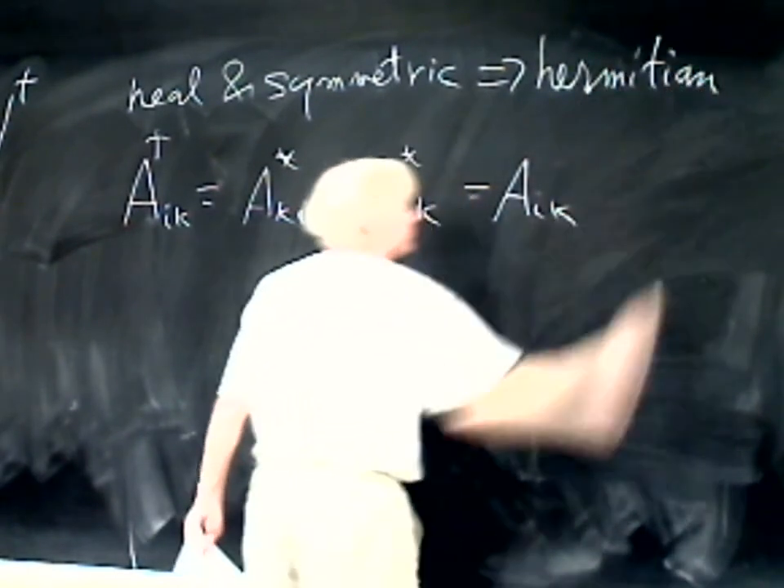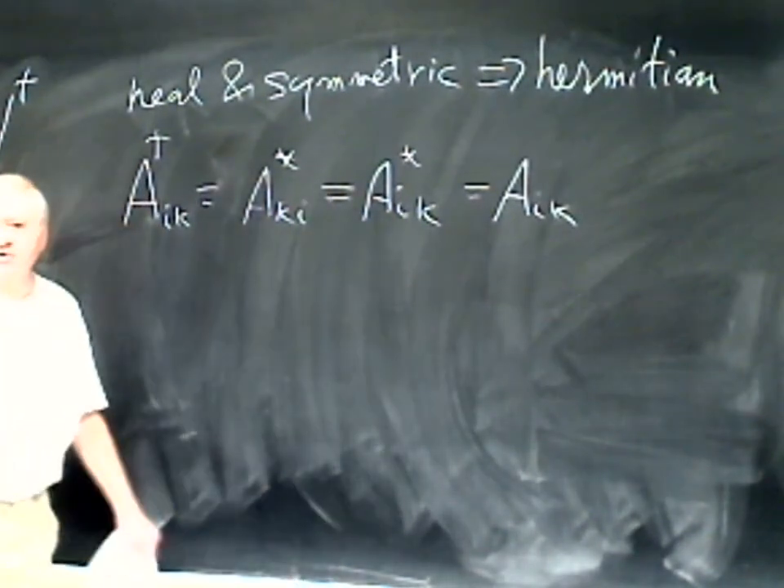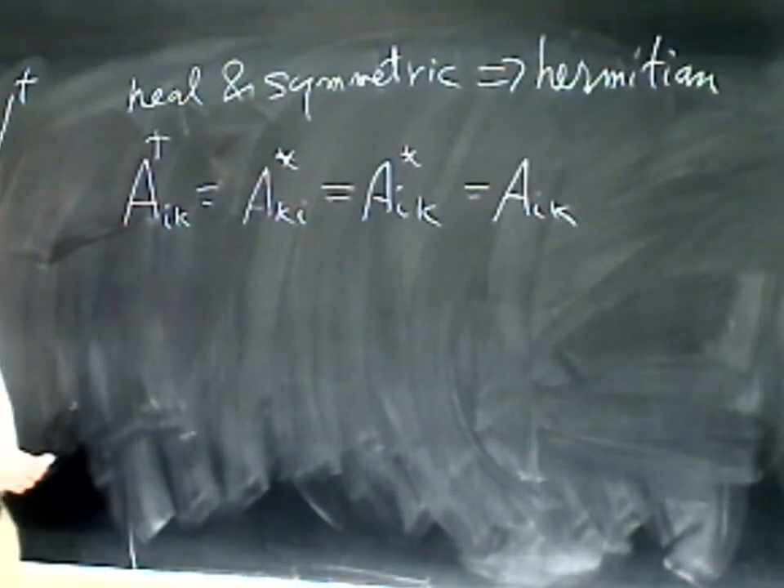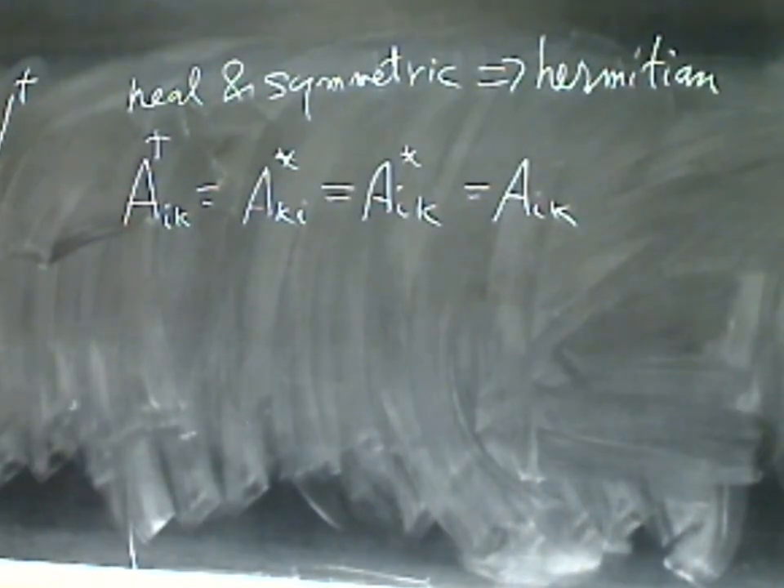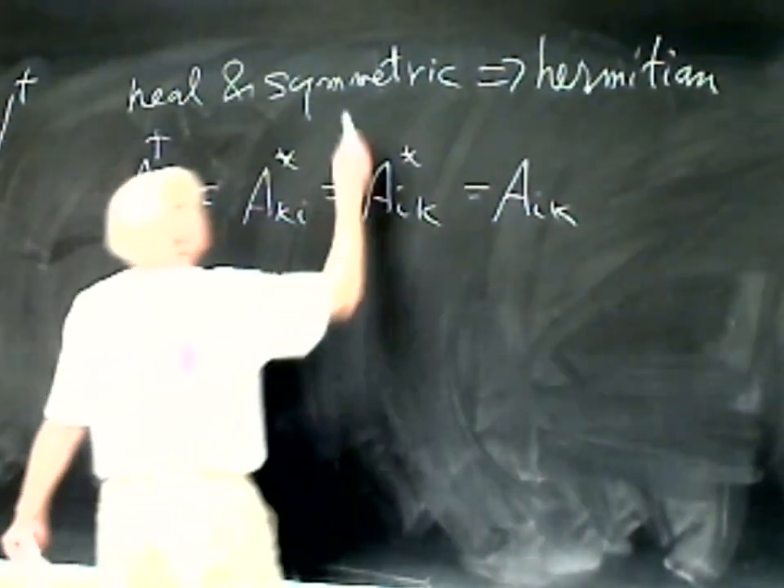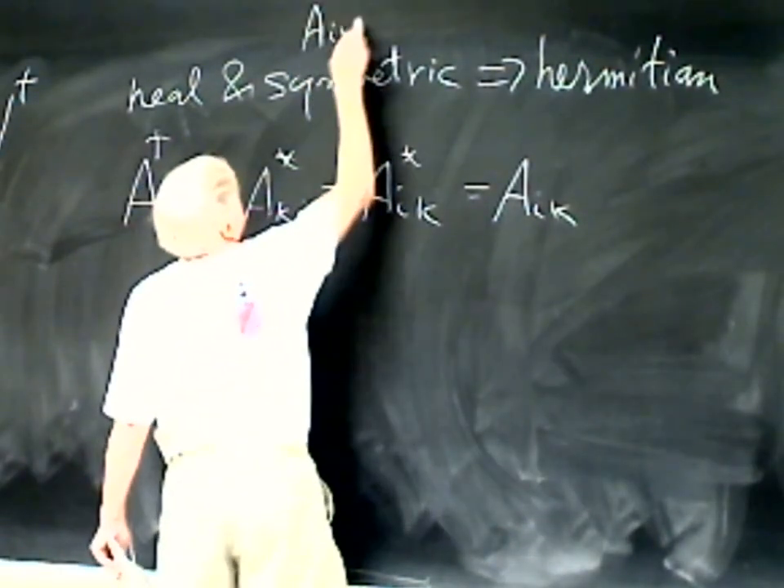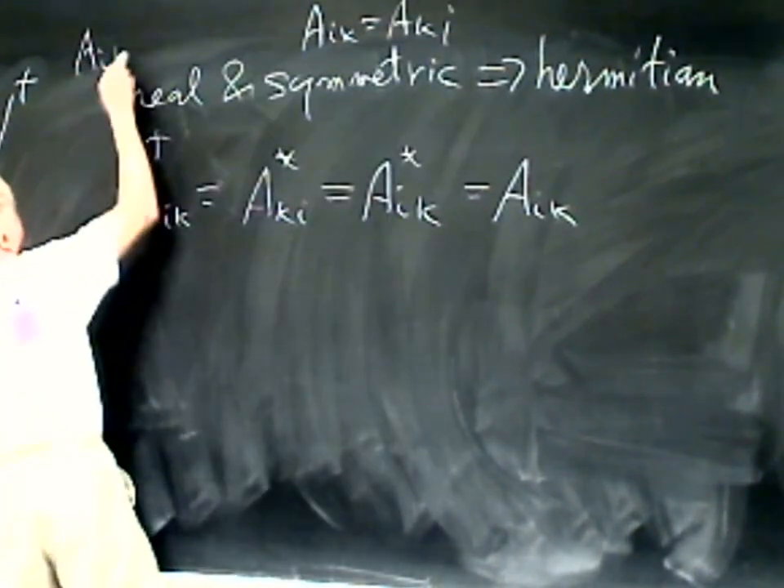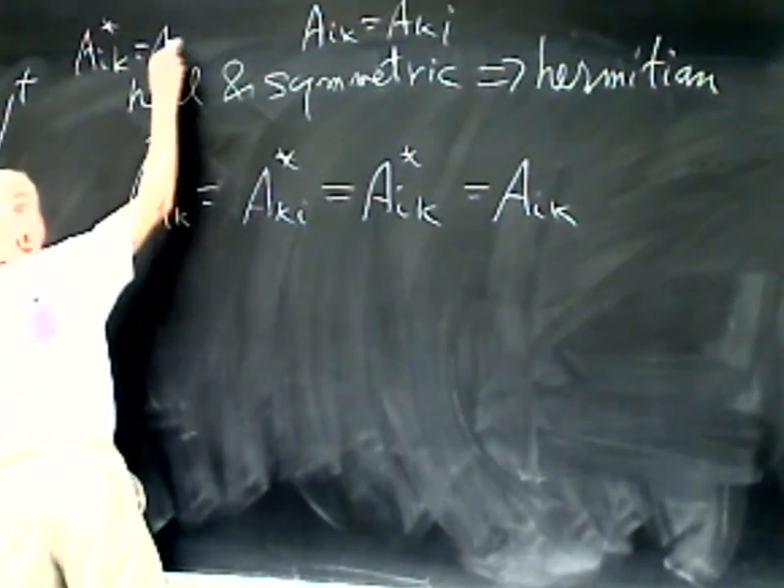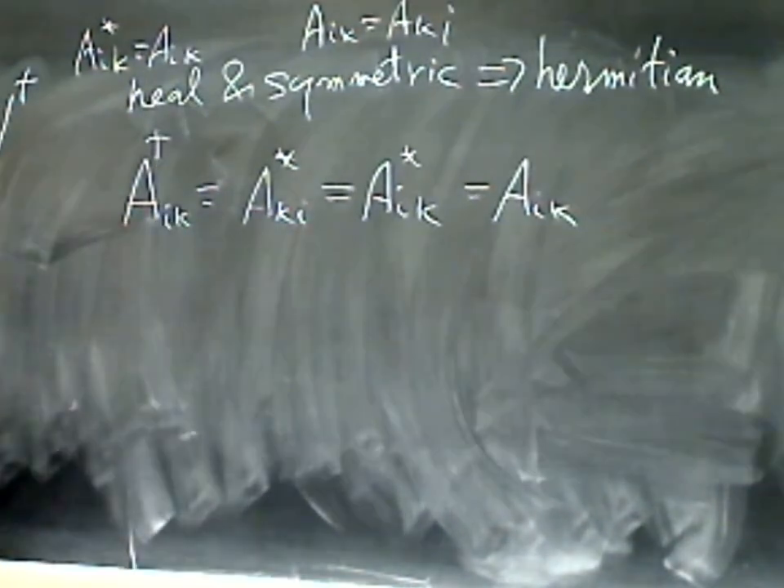What does symmetric mean again? Symmetric means that it's equal to its transpose. Okay, good question. And equal to its transpose means that it is A ki equals A ik, and real, of course, is A ik star equals A ik. So this is one class of Hermitian matrices, the real symmetric matrices.